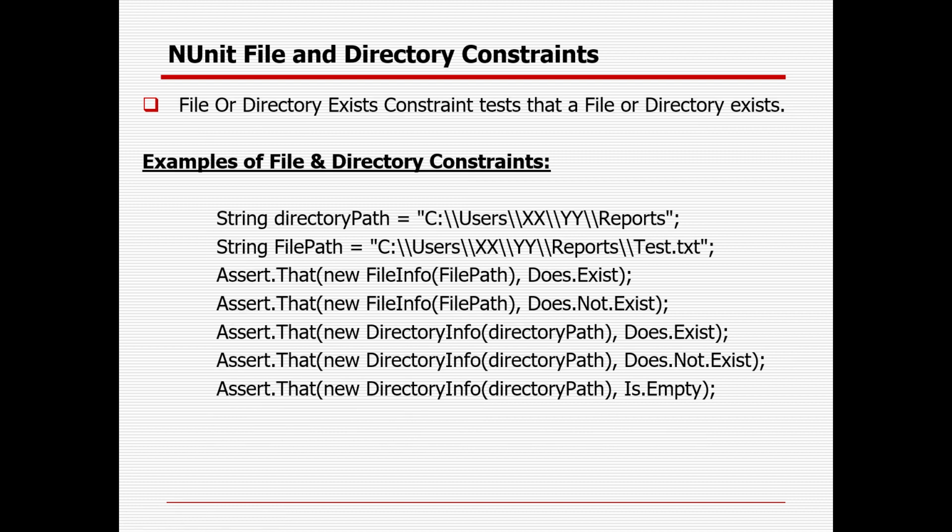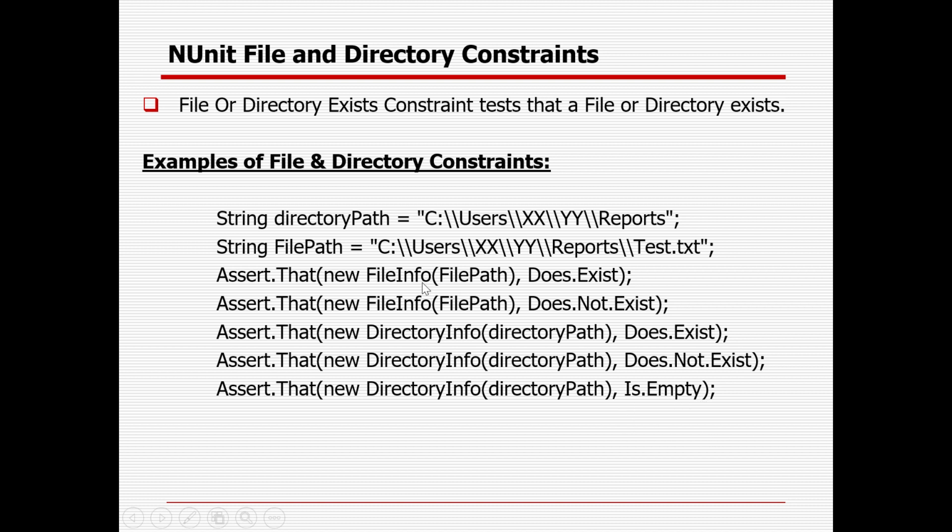So in this session I'll also cover one last constant, which is NUnit file and directory. Primarily for the directory, you can give the path, and you can check whether that particular folder structure exists or not. So Does.Exist or Does.Not.Exist. Apart from that, you can check whether any file is available in the folder or not. So you can check Is.Empty.